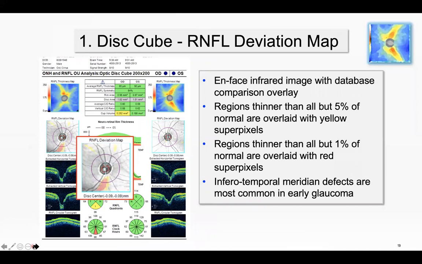Secondly, we check the RNFL deviation map. This is the en face infrared OCT image of the disc area, which is overlaid with statistical comparisons to the normative database values. So now we are comparing the raw data with the normative database. Regions with normal thickness do not have any overlays. Regions thinner than all but 5% of normal are overlaid with yellow superpixels, and regions thinner than all but 1% of normal are overlaid with red superpixels. Inferotemporal RNFL defects are the most common defects in early glaucoma, and we call this area the macular vulnerability zone.